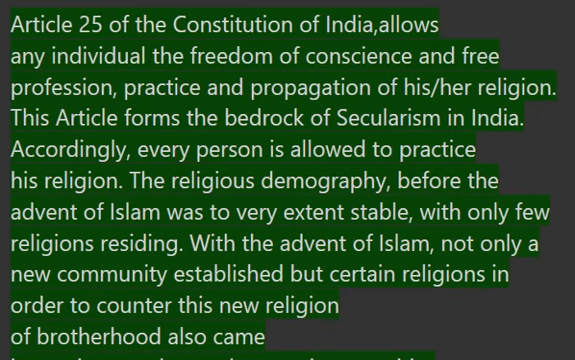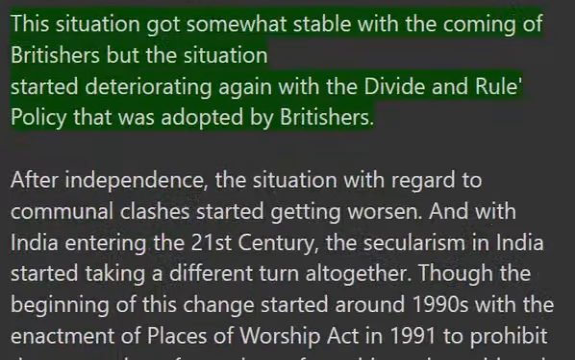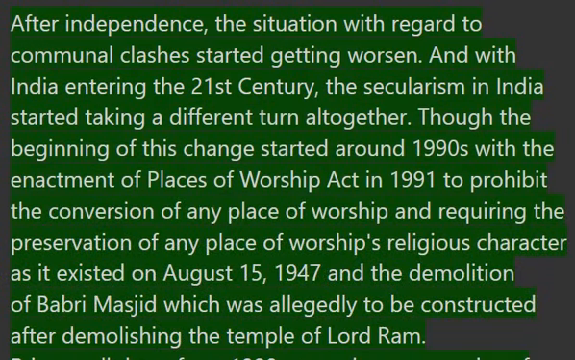The religious demography, before the advent of Islam, was to a very large extent stable, with only a few religions residing. With the advent of Islam, not only was a new community established, but certain religions, in order to counter this new religion of brotherhood, also came into existence due to the growing atrocities against Hindus. This situation got somewhat stable with the coming of the British, but it started deteriorating again with the divide and rule policy adopted by the British. After independence, the situation with regard to communal clashes started getting worse.